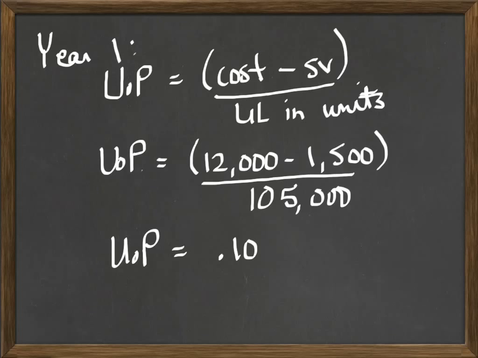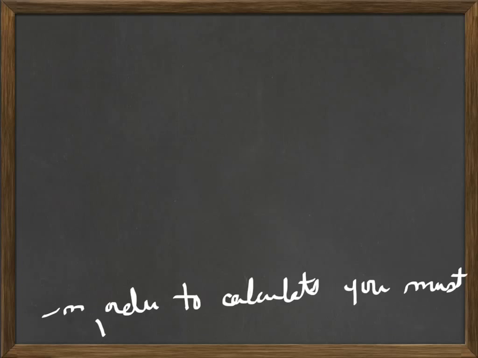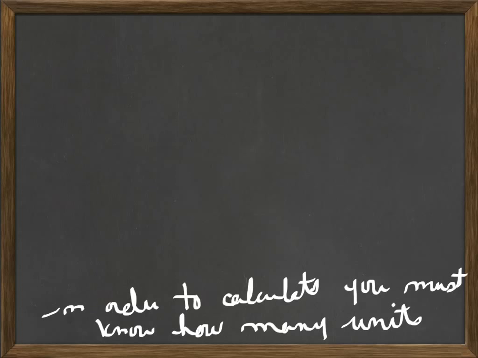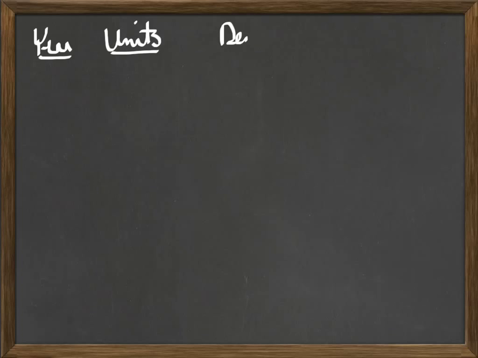Now, keep in mind, that is 10 cents not per year. That is actually 10 cents per unit. So, we take the cost of the asset minus the salvage value divided by the useful life in units. And in this case, we come up to 10 cents per unit produced. So in order to actually calculate here, we must know how many units we produced every single year of the asset's life. So let's create a little chart and see.